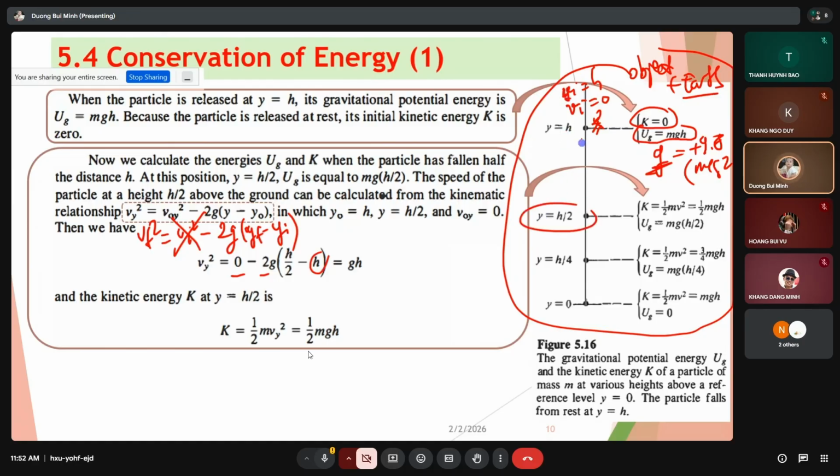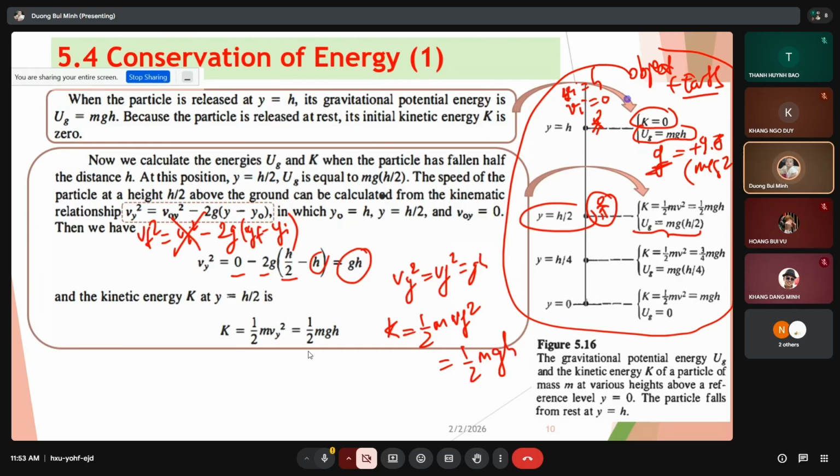And Yf here: you are here, and then after some time you get here, at the high level h over 2. So you get gh. Now Vf square is gh, and then we can calculate kinetic energy. Kinetic energy here is half m Vf square. Vf square is gh, so you get half mgh here.